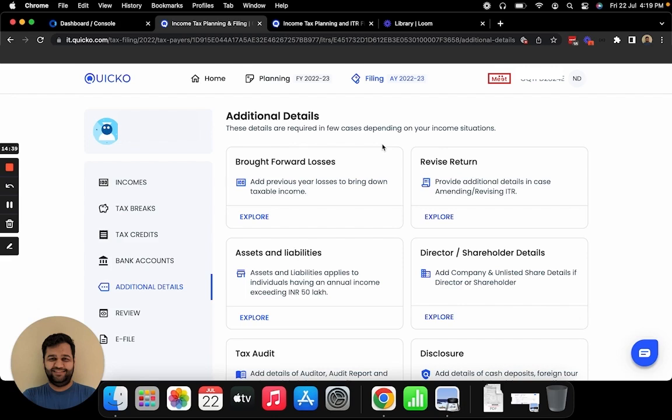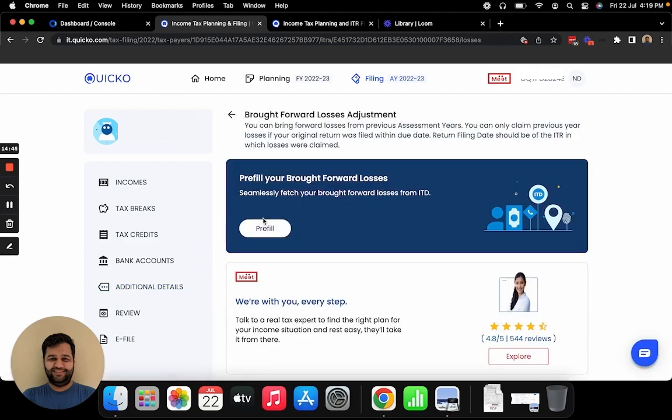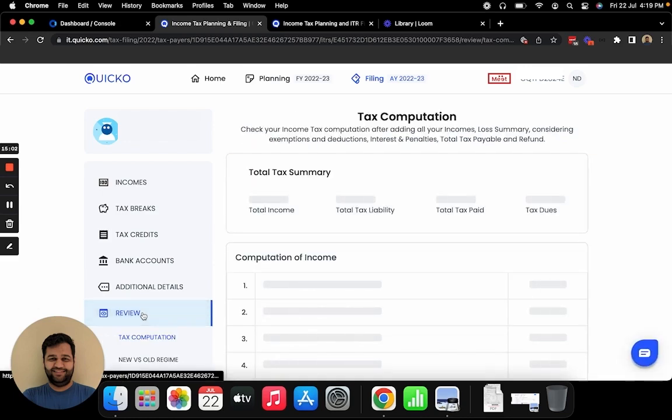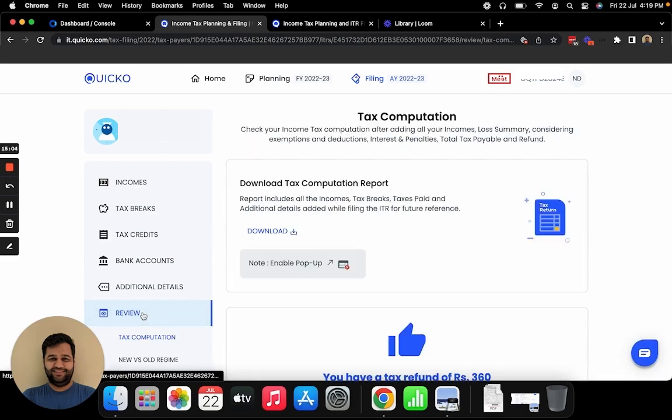But just in case you had incurred losses in previous years, you can also click on brought forward losses here and directly pre-fill it from your previous year's ITR. In my case, since I just started trading like a lot of you, I don't have any carry forward or brought forward losses from previous years, so I won't be able to pre-fill that information. So let's review the income tax return.